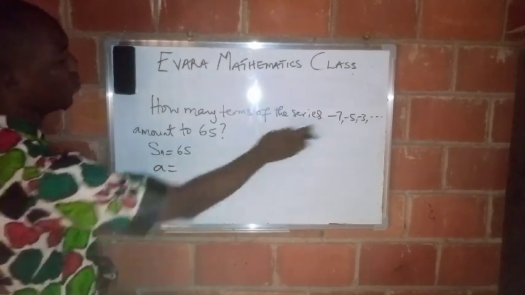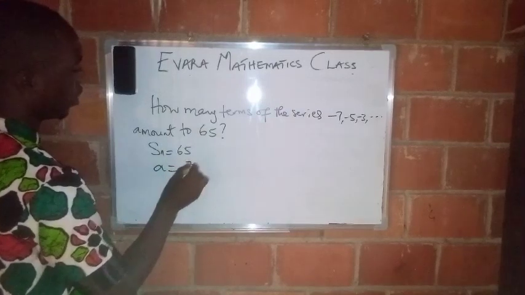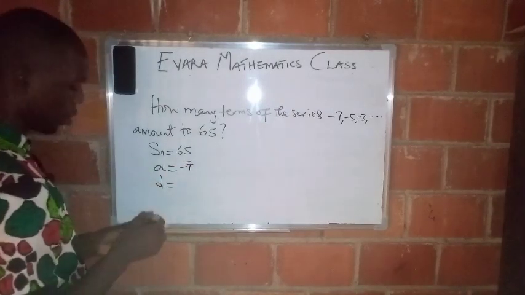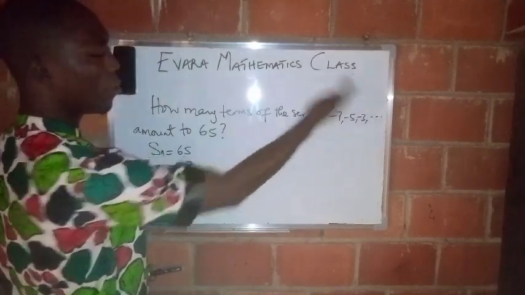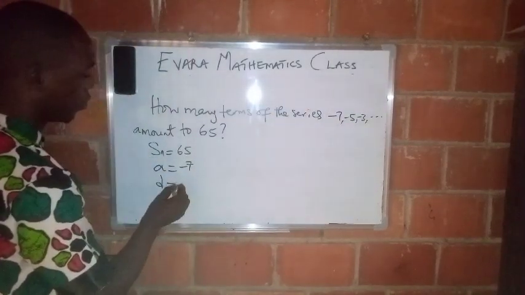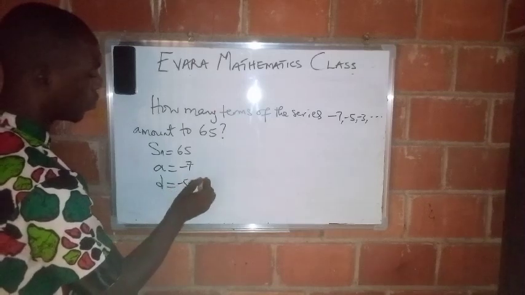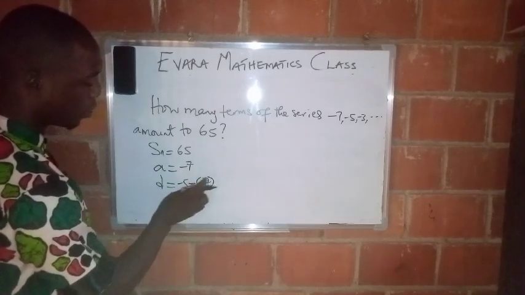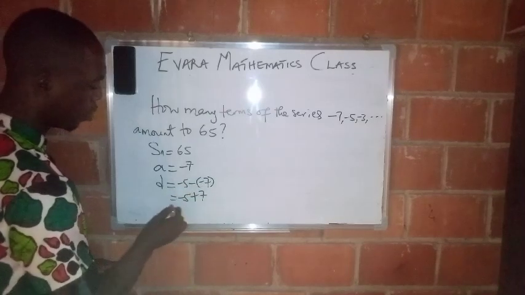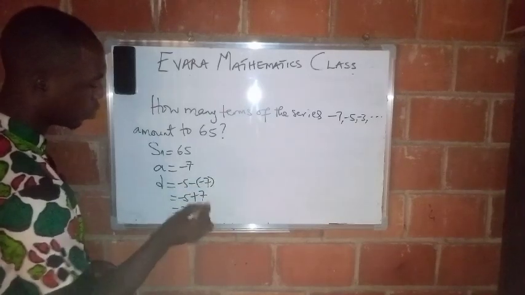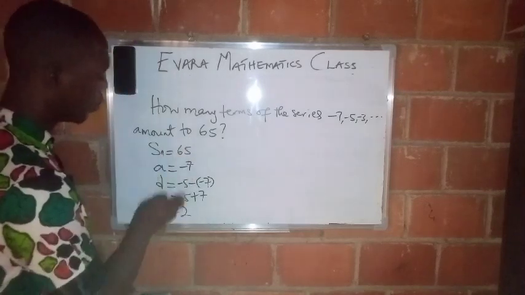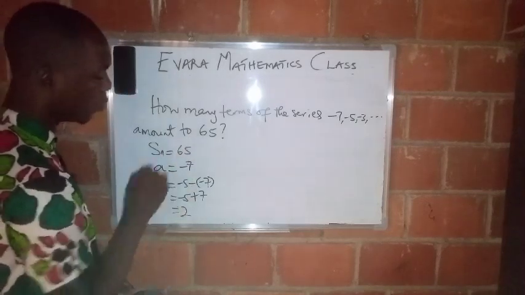And the first term is what? -7. The common difference there is the second term minus the first term. So that's -5 minus 7. So we have -5, minus will become plus, so -5 plus 7 is what? 2.